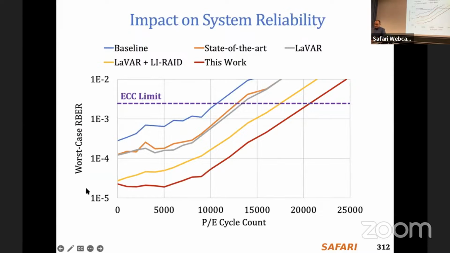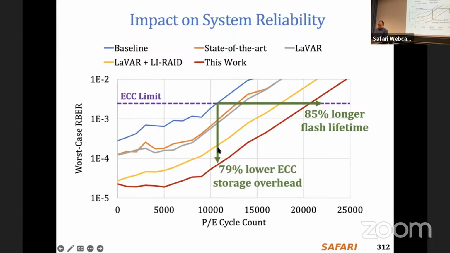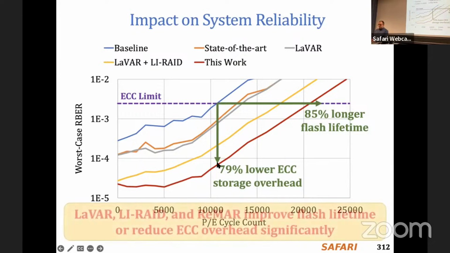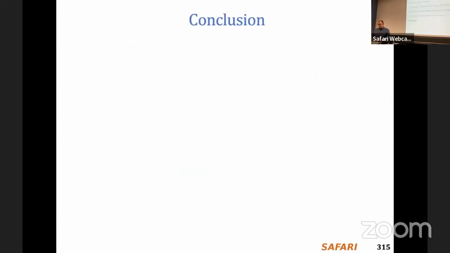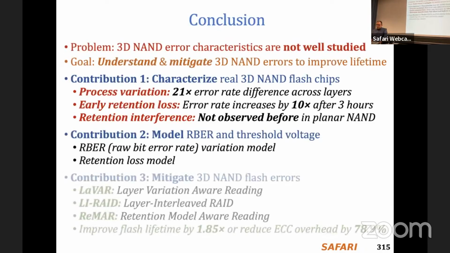Okay, so you can see the result here. Here is the baseline, and this is our ECC limit. By applying different techniques, like this red plot which is our work, you can extend the lifetime by 85%. And here you can also see that if you want to get the same lifetime as the baseline, you can lower ECC storage overhead by 79%. And this is the summary. Question?